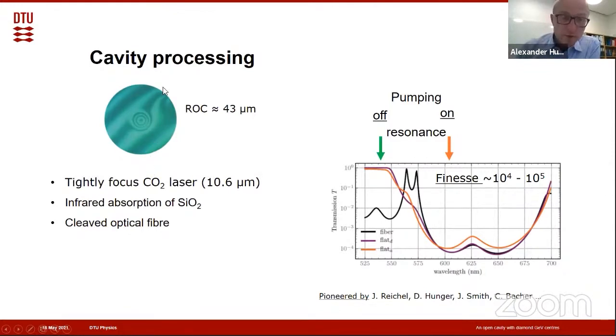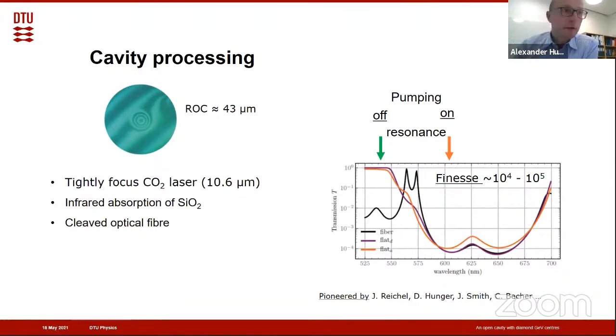Cleaving an optical fiber brings me a nice interface. Tightly focusing an infrared laser locally melts the material, which eventually remelts and forms a concave optical mirror, like shown by this interferogram here on the left-hand side, with a radius of curvature in the range of 40 micrometer.